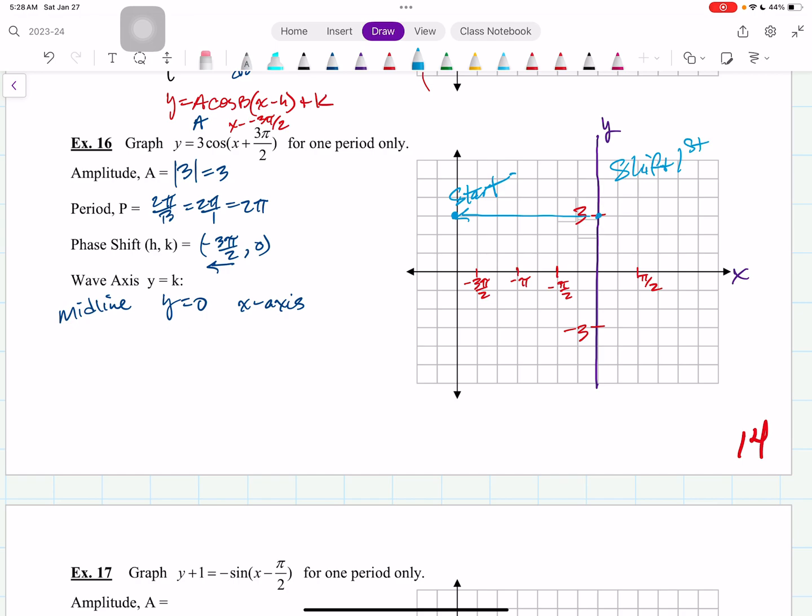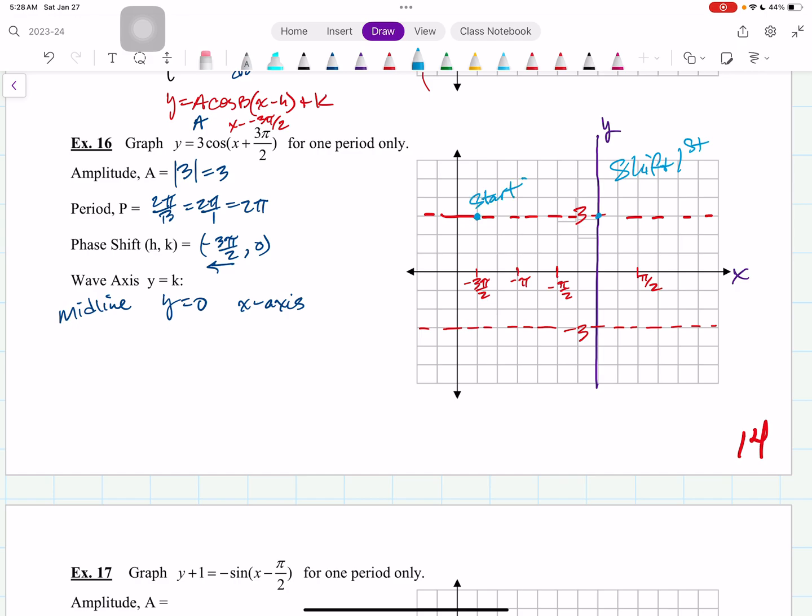So well, I'm a little bit off right there. So let me change that. I went a little too far. Okay, so right here, and let me draw my guiding lines here. Okay, so shift 3.5, 3 halves pi units to the left. That becomes here. So this is my start point.